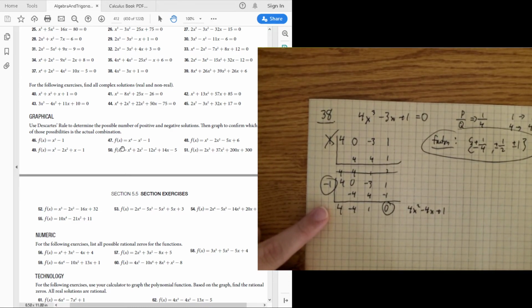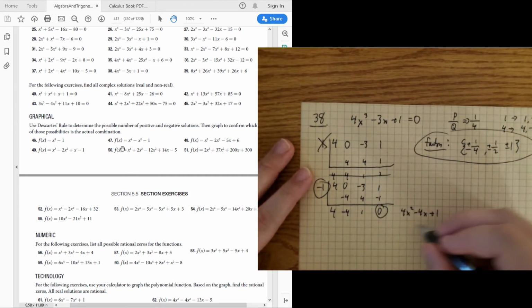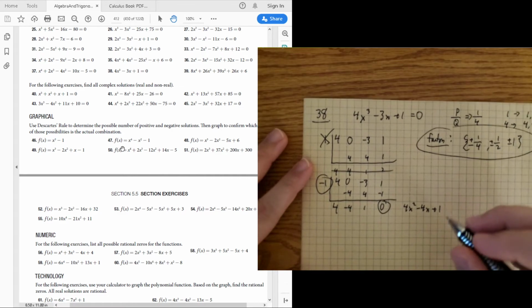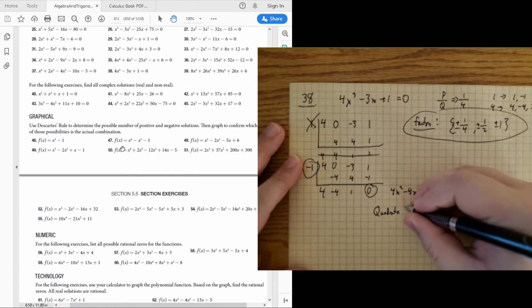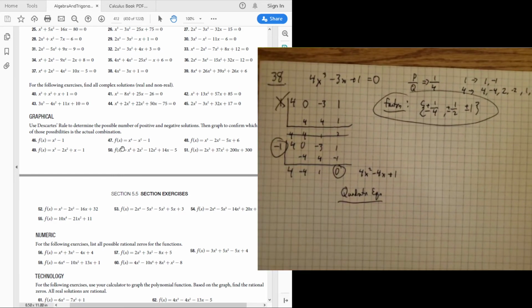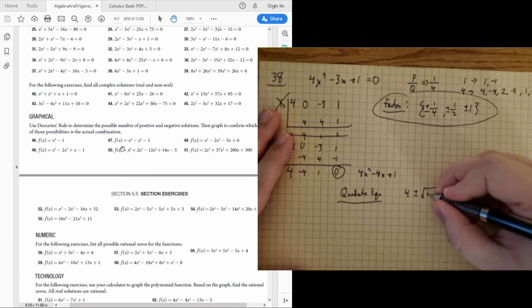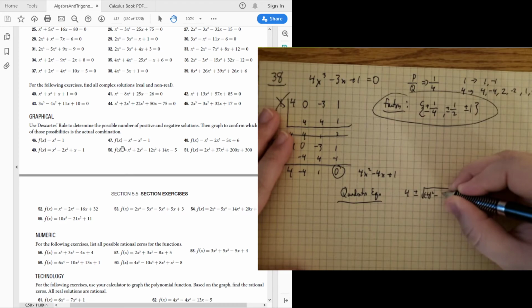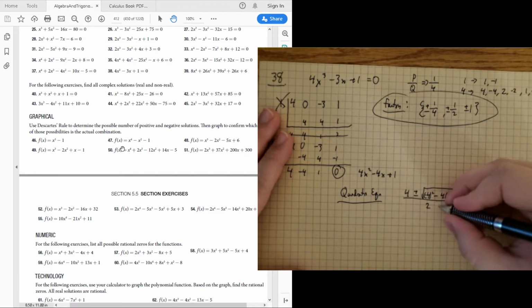Now here's the thing. I could continue trying these factors. I could make a new list of factors with these p's and q's, or I could jump to something else. This time, instead, I'm going to go to the quadratic equation. It's an option, just like factoring is an option. So that's what I'm going to do. The quadratic equation would state negative b plus or minus the square root of b squared minus 4 times a times c, all over 2 times a.